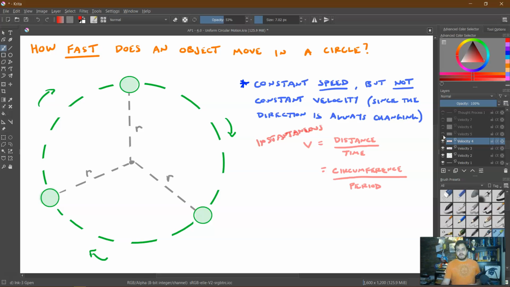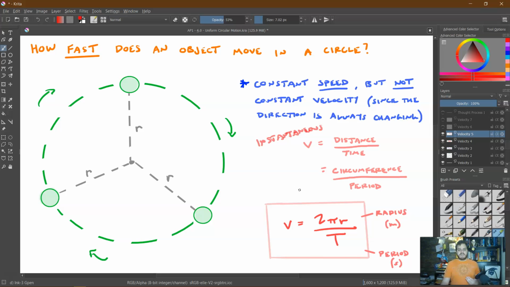So I then plug in some equations. I'm going to get v is equal to 2 pi r over capital T, the period, where the period is in seconds, r is the radius in meters, and we're going to talk about what v means in just a second. But this is how fast the object will be moving. I could calculate it with this equation here.